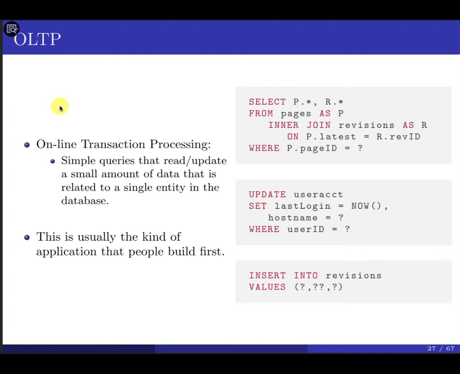Fast queries, fast access to the data, short running operations that are not going to take a long time. Simple queries, not complex queries. We're going to operate on a single entity at a time. For example, maybe you log into your account and you want to update your username and password, or update the last time that you logged into the system. This kind of simple query. Or maybe you add a new revision. So it's a simple, fast query that accesses a single entity in most cases, then it's done. It's not a complicated query.